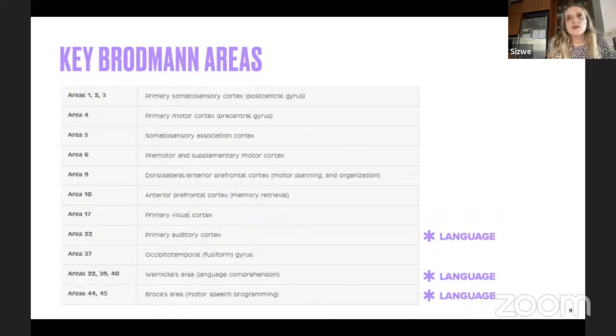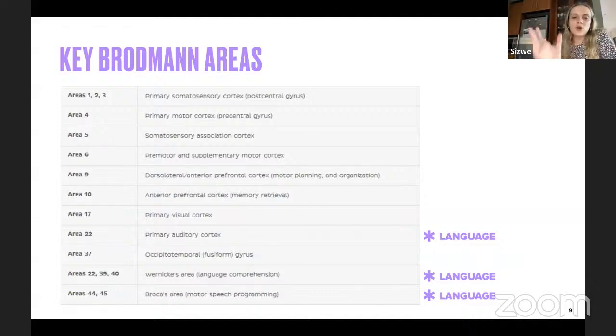Think of if you've ever met a child with ADHD, especially the hyperactive type, they always act like they're on a motor. That's actually the terminology that they use. So I'm not just making up things here. That's how you can remember it. So motor is always to do with moving, okay? That's your precentral gyrus.